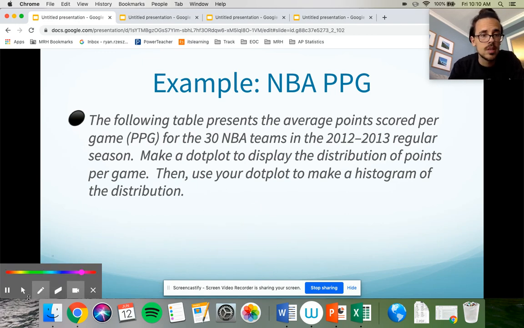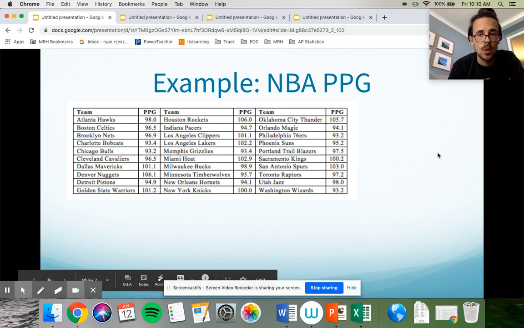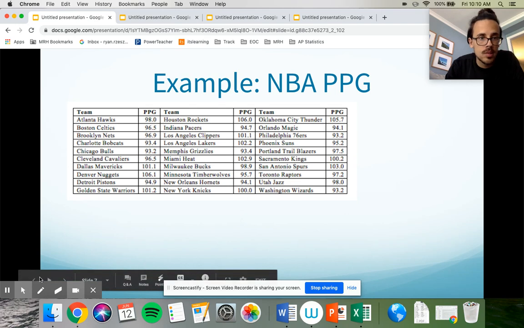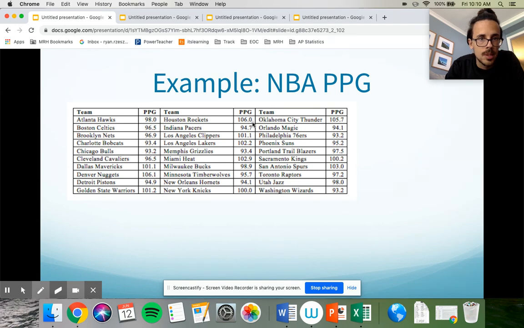So here is the actual table that we're going to work with. Very first step when you make a histogram is figure out the smallest number and the biggest number so you know what you're working with right here. And when I search through this list for the biggest number and the smallest number, I see a 106. That might be the biggest. No, I have a 106.1. So that's my biggest number. And then my smallest number, I see 93.2.